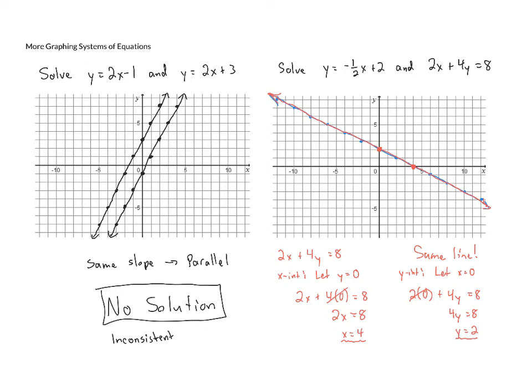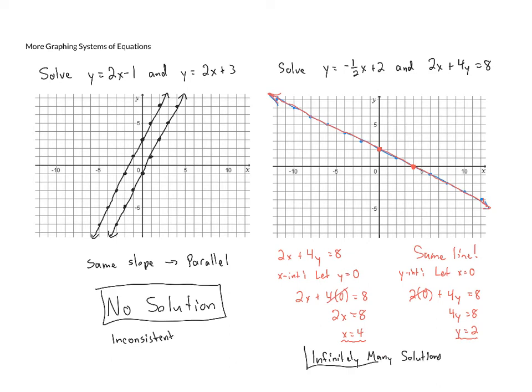Because they're both the same line, any point on this line happens to be on both of the lines and is a solution to both of the equations. So every point on this line gives us a solution, and because there are infinitely many points on that line, we conclude infinitely many solutions.